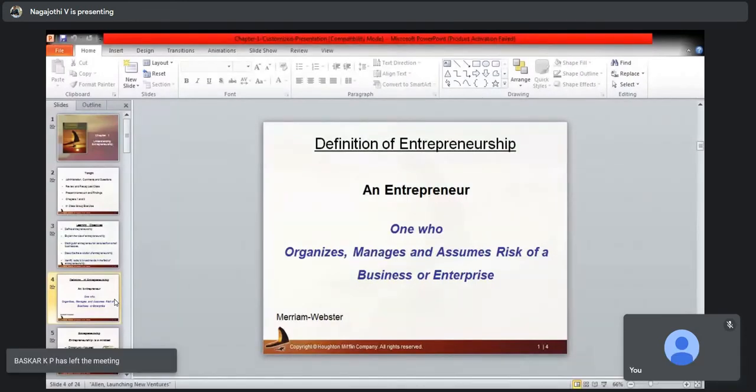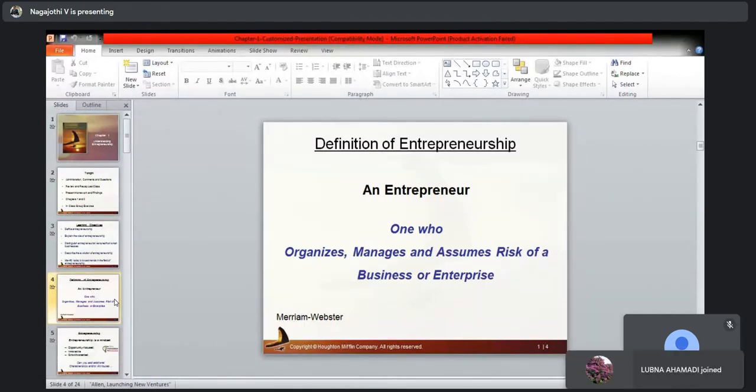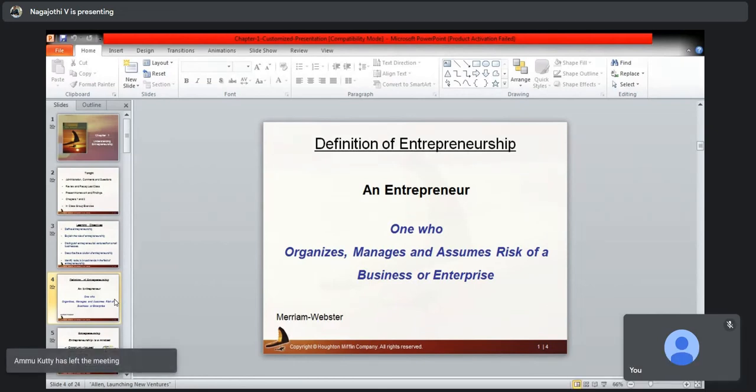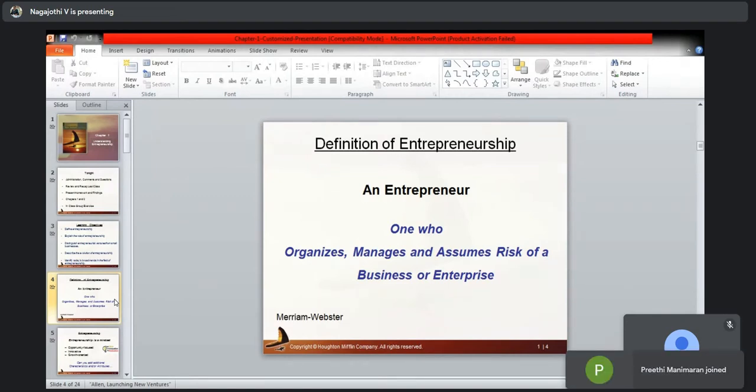So we are going to define who is an entrepreneur. The entrepreneur is one who organizes, manages, and assumes the risk of a business or enterprise. We know very well what business means. Business means we try to identify need, want, demand for a product or service, and all things take place in a market, and in the market exchange takes place. In-market transaction takes place. Finally, the buyer uses a product or service, and then gets immense satisfaction. That's what we call a business.